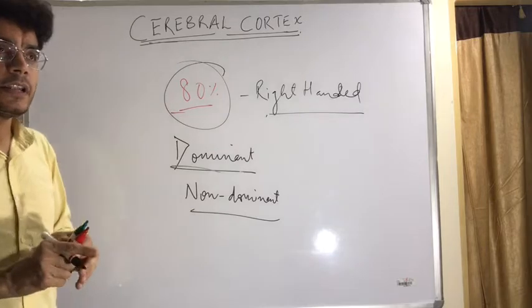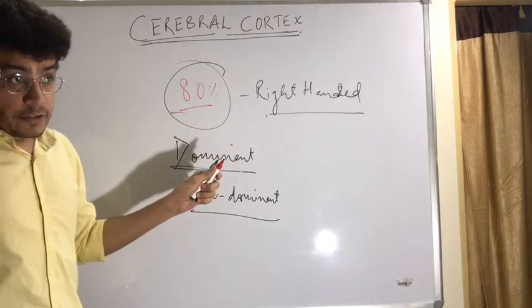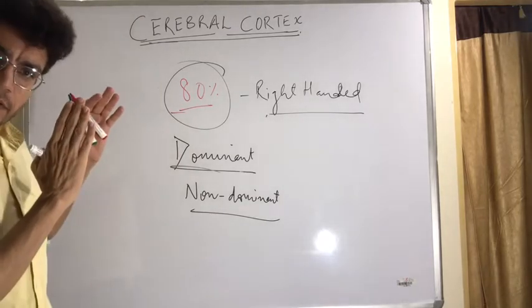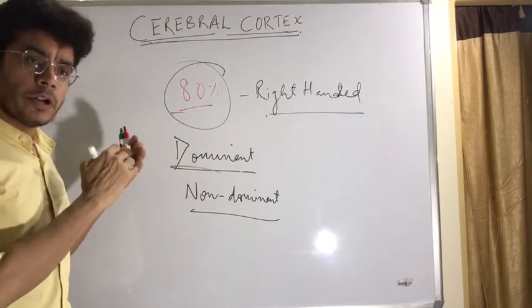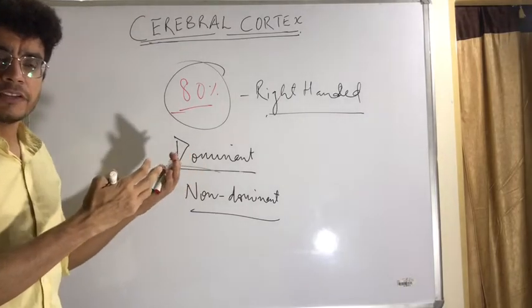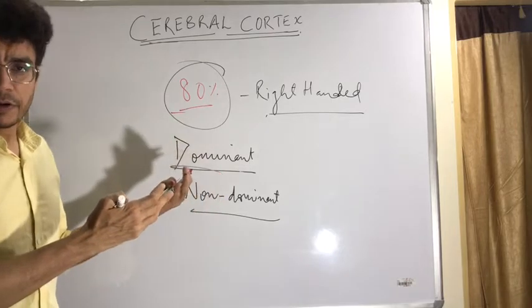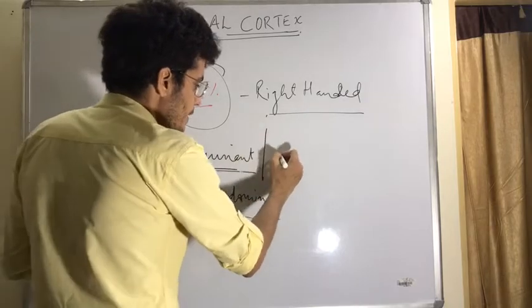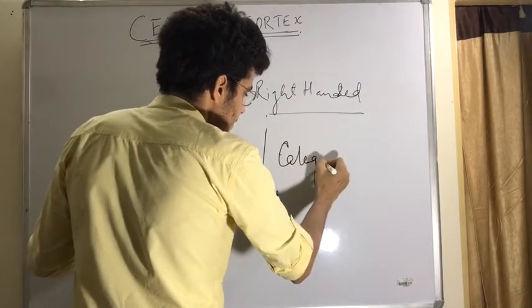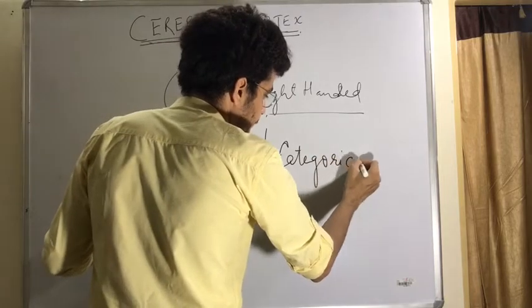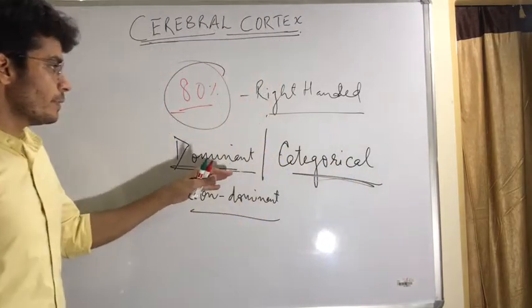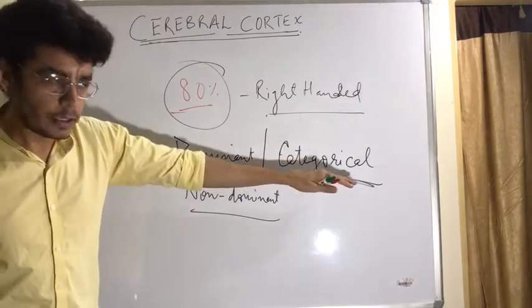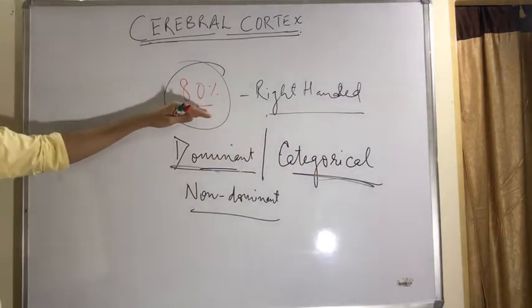It means the left side of the hemisphere is concerned with the categorization of movement. The neurons in the left cerebral hemisphere are more developed for the categorization of any skilled motor movement, to perform any voluntary movement. So this hemisphere, instead of dominant, is called the categorical hemisphere. So in right-handed people, the left cerebral hemisphere is the categorical hemisphere, and the remaining 20% are left-handed.